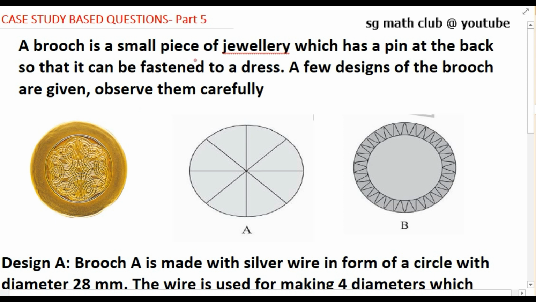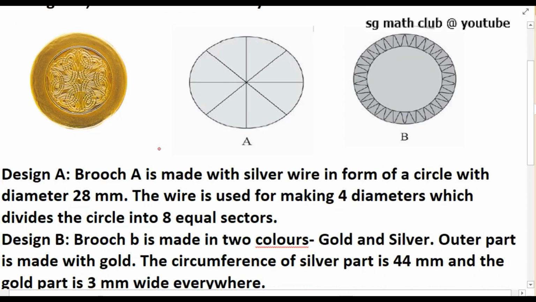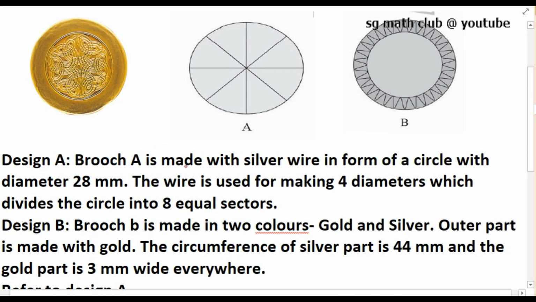A brooch is a small piece of jewelry which has a pin at the back so that it can be fastened to a dress. A few designs of the brooch are given. Observe them carefully. The first design, brooch A, is made with silver wire in the form of a circle with diameter 28 mm. The wire is used for making 4 diameters which divide the circle into 8 sectors.